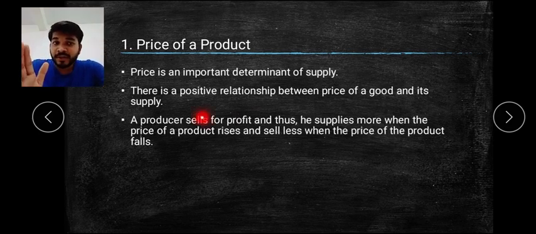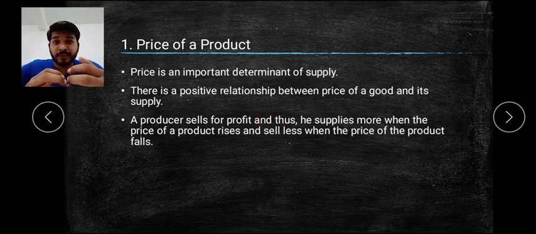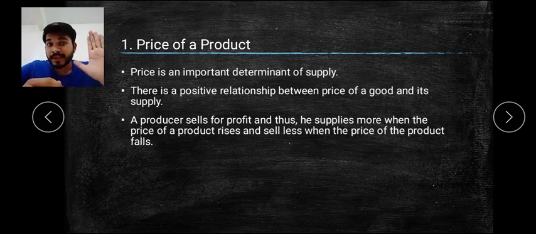Why does a producer make a product? Because he wants to earn more profit. A businessman or producer who is manufacturing any good wants to attain profit. So he supplies more when the price of a product rises, because at high prices he can attain more profit, and sells less when the price of the product falls.